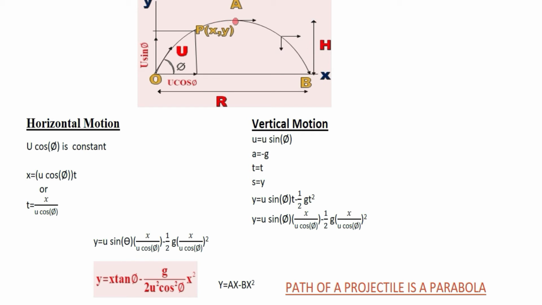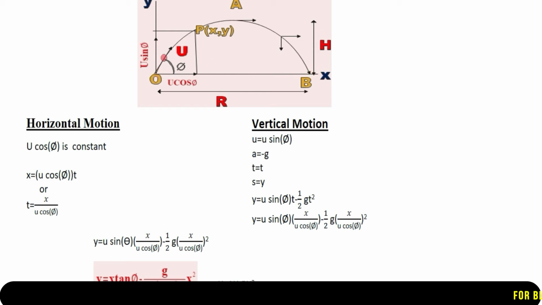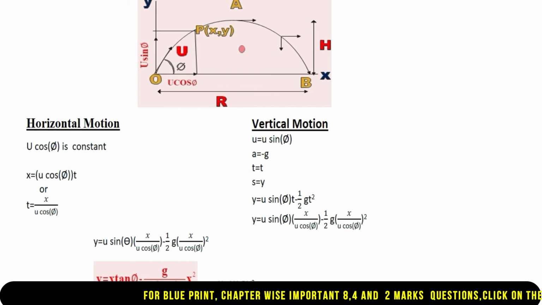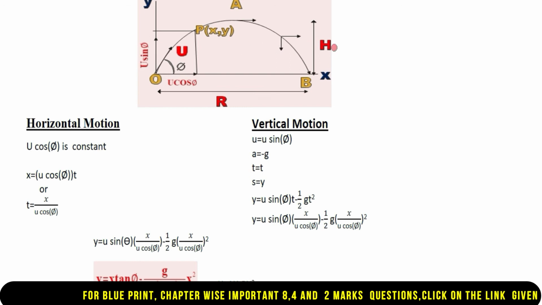After maximum height, what will happen? Because of the vertical downward force, the vertical component of velocity will increase and slowly the projectile will come down and hit the horizontal at some point with a velocity u, which is nothing but the initial velocity of projection. That point we will treat as B. This distance from O to B we will call the range, and this maximum height we will call h.